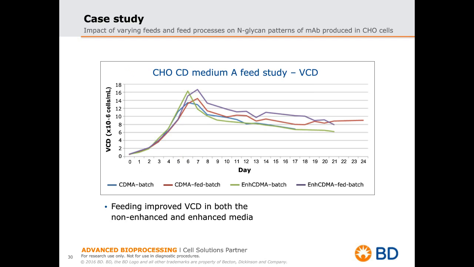The viable cell density recorded for the 4 different cell culture conditions are shown up to day 24 of the bioreactor experiment. The blue and red lines show the batch and fed batch data for the non-enhanced media respectively. The green and purple lines show the batch and fed batch data for the enhanced media respectively.